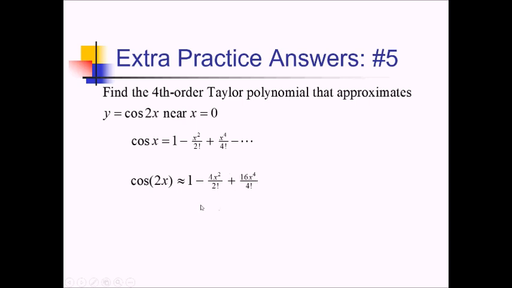If you wanted to, you could simplify this. So we've got 4 over 2, which is 2. So we have a 2x squared. And if you wanted to simplify this one over here, this is 16 over 24, which we could reduce to 2/3 x to the 4th. So 1 minus 2x squared plus 2/3 x to the 4th. Didn't need to simplify, but there it is.